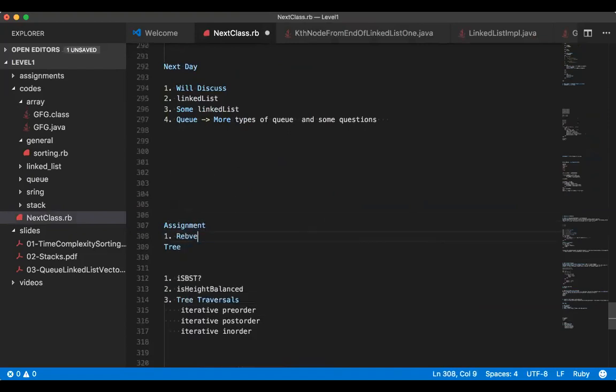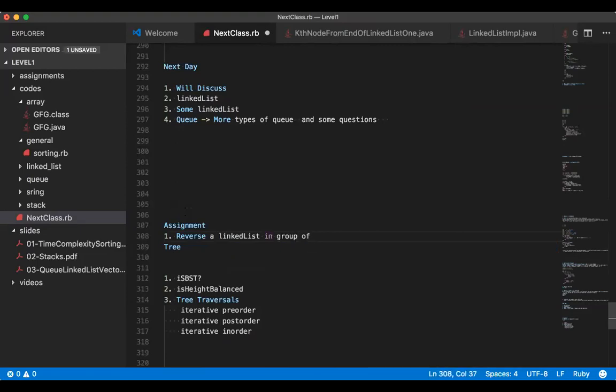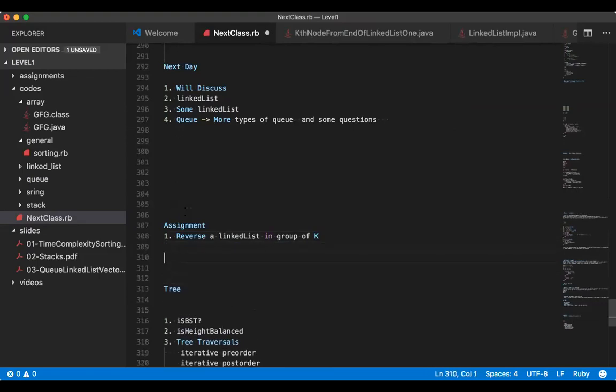Praveen, we can write on that Google document, so that we can directly. Don't worry. It's easy to write here. I'll paste everything there, whatever I write here. Okay. Yeah. So, reverse a linked list in groups of k. Did we discuss this question? No. No. Okay.